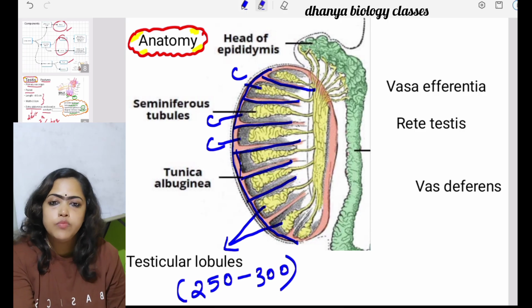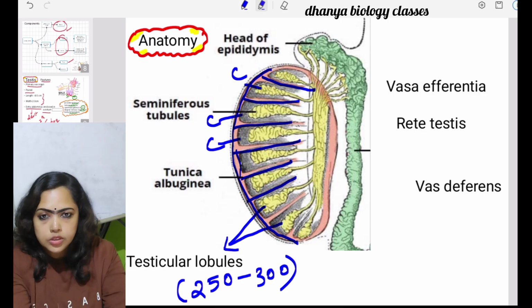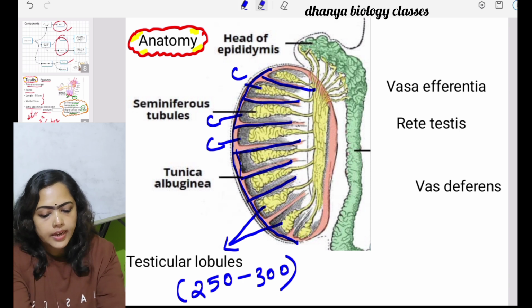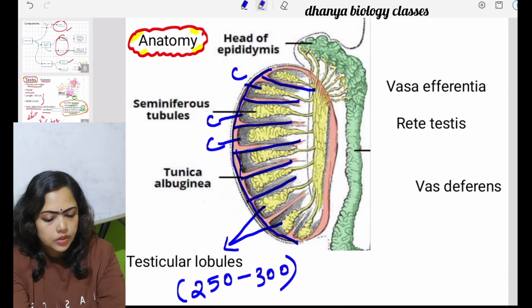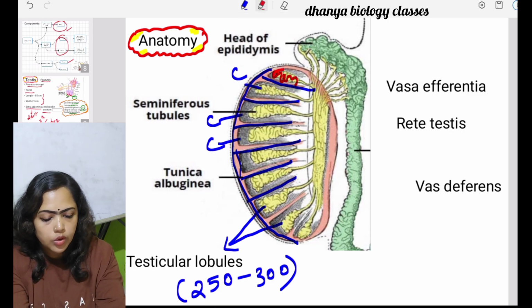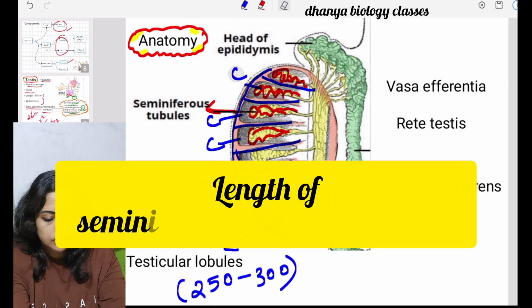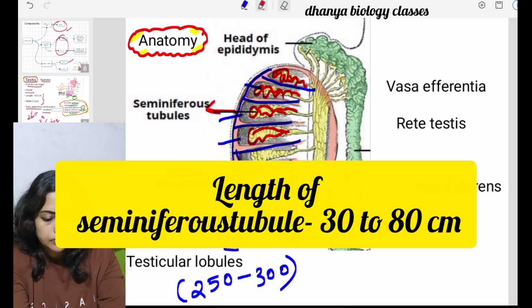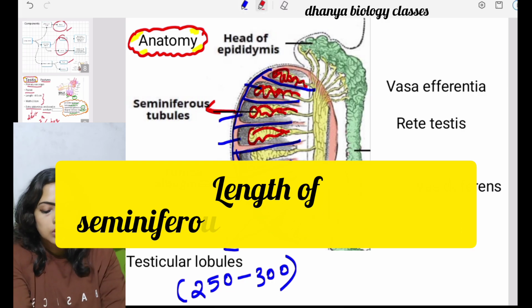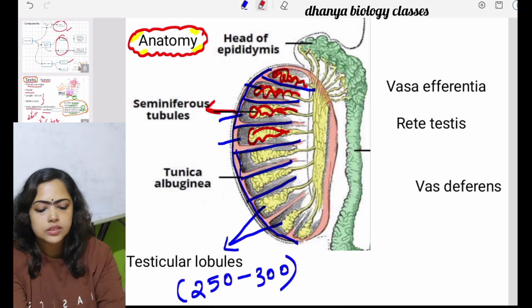Okay, and then what is inside these testicular lobules? They carry highly coiled tubular structures. They are called as what? Seminiferous tubule. So inside testicular lobule, what is present? Coiled tubules are present, and they are called as what? Seminiferous tubule. Okay. So testicular lobules carry what? Highly coiled tubules, and they are called as seminiferous tubule.